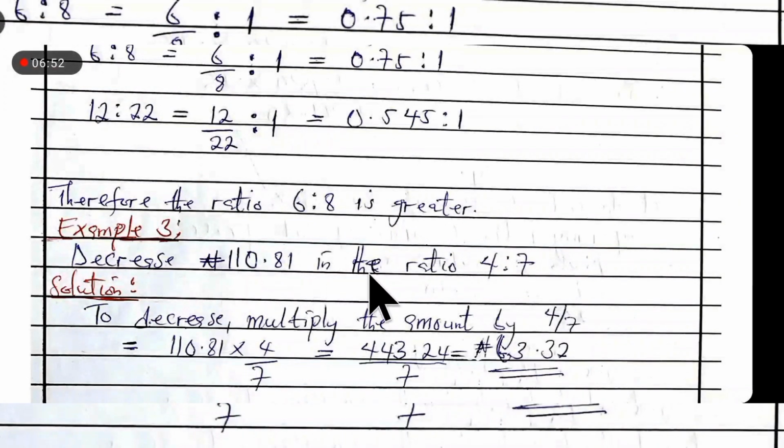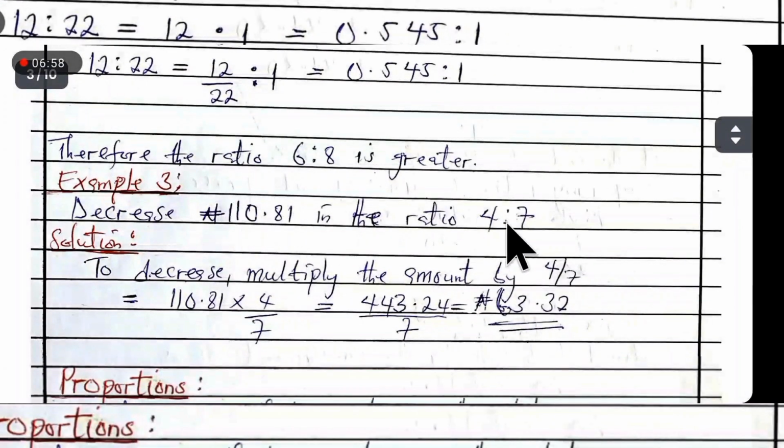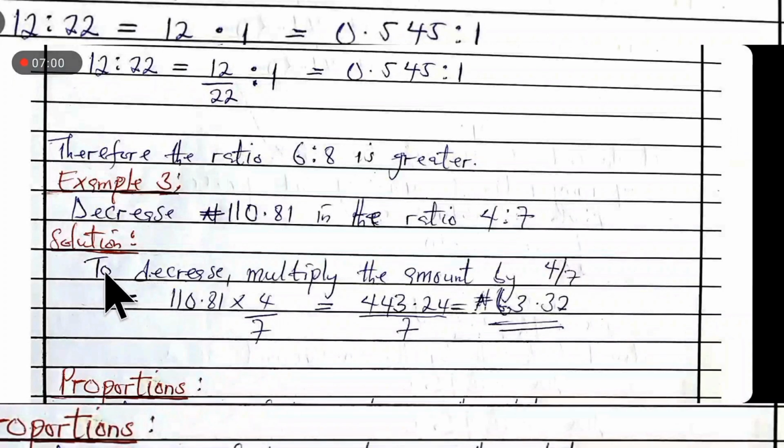All right, example 3. Decrease 110.81 naira in the ratio of 4 ratio 7. We want to decrease it in this ratio. Solution: to decrease, multiply the amount by this ratio 4 over 7. This is equal to 110.81 times 4 over 7, which is the ratio they gave to us.